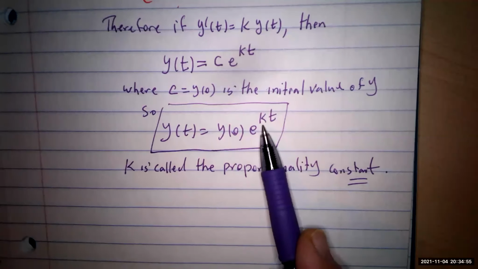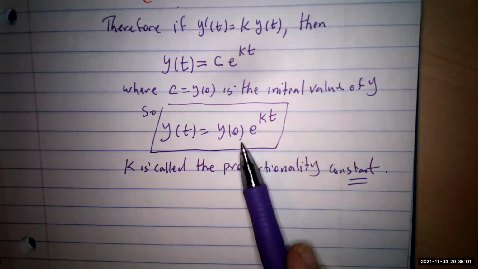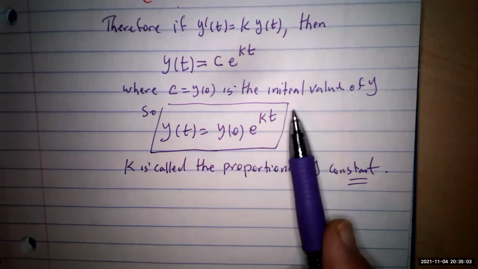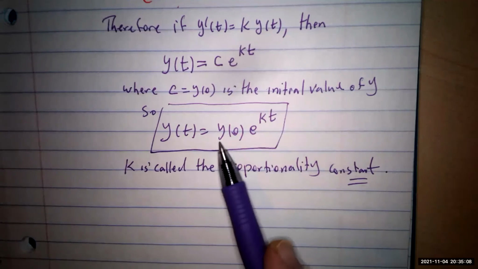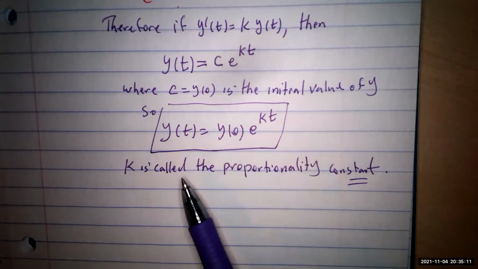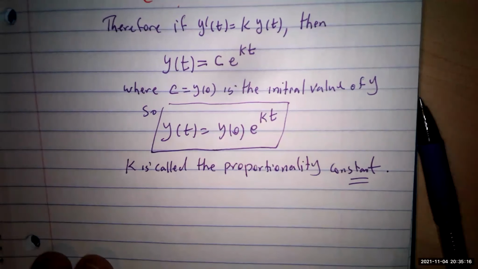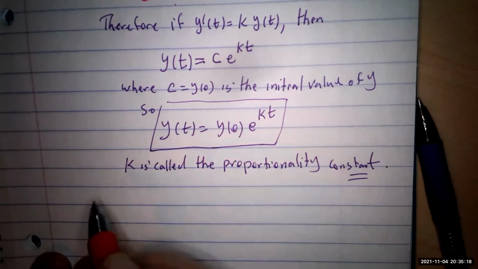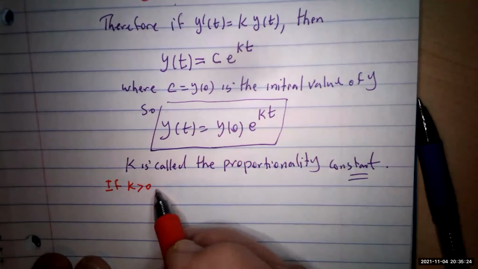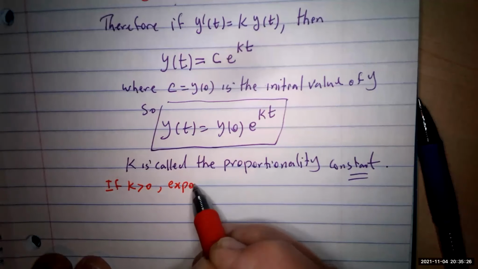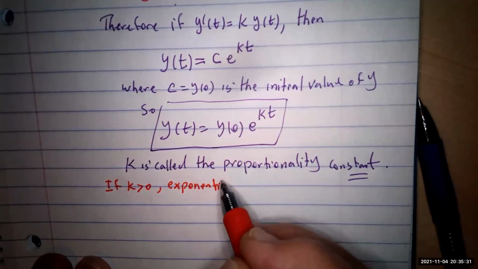If this k happens to be positive, your money gets bigger and bigger. In this case, we say that we have exponential growth. If this k happens to be negative, your money gets smaller and smaller. In that case, we call it a decay form. That's why we call it exponential growth and decay problems. So we explained that if k is positive, it's going to be exponential growth.